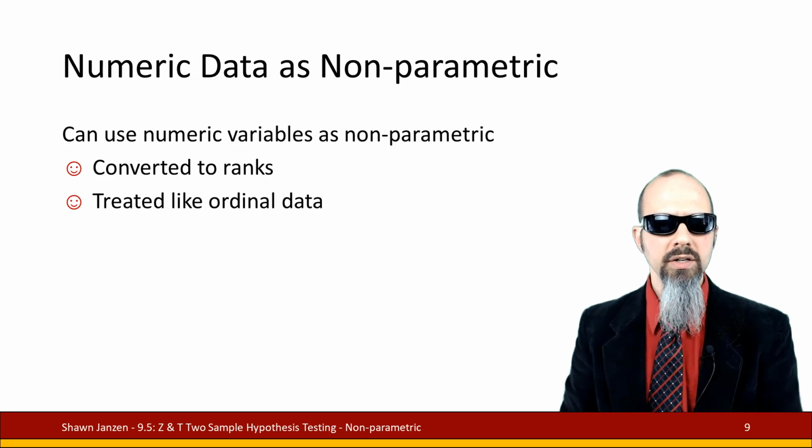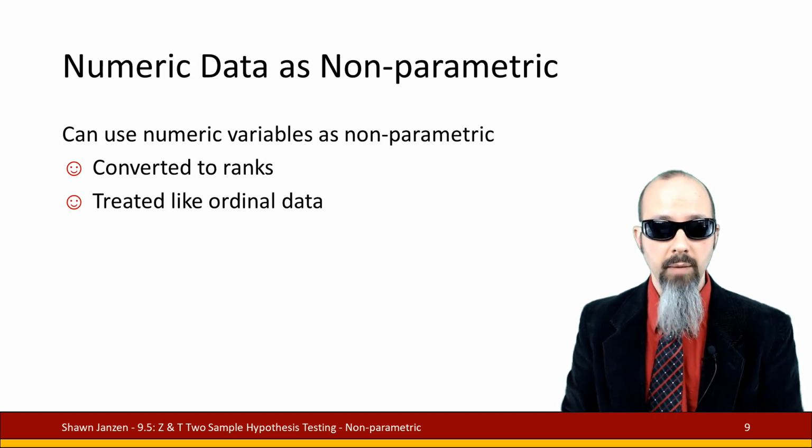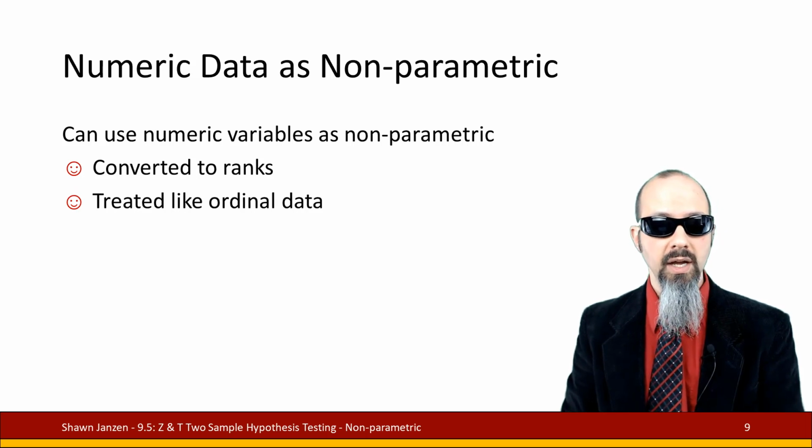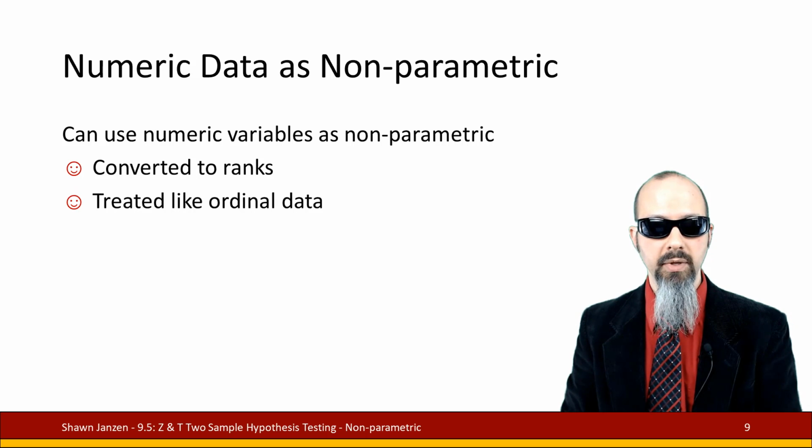Now, in order to understand this, we have to understand that we could also use numeric variables in non-parametric testing. However, when we do so, they're going to be converted to ranks, and they're going to be treated like ordinal data. And we're going to see how this works in an example here.